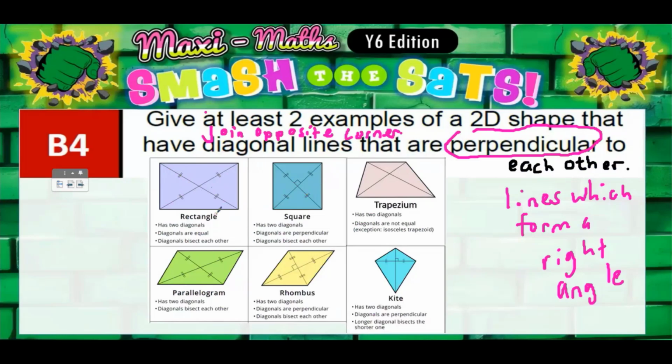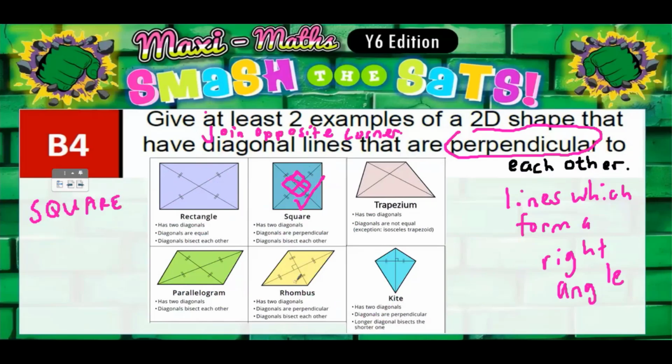So we're just looking at the diagonal lines where there is a right angle in the middle. So we can spot a right angle here. There's right angles obviously also there, there, and there. So these lines join at right angles. So definitely those lines are perpendicular. The diagonal lines are perpendicular because they make right angles. So a square would be one answer.